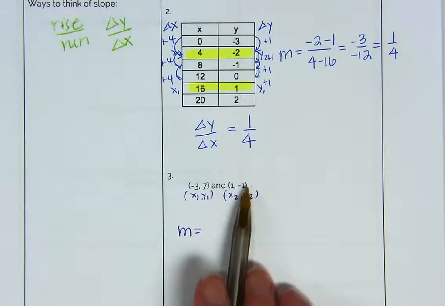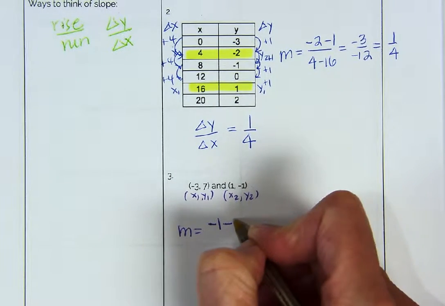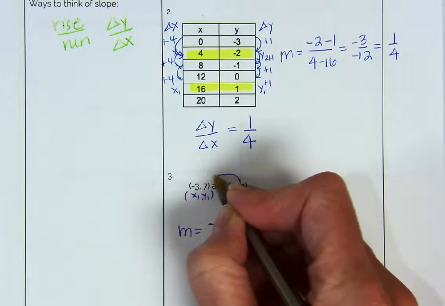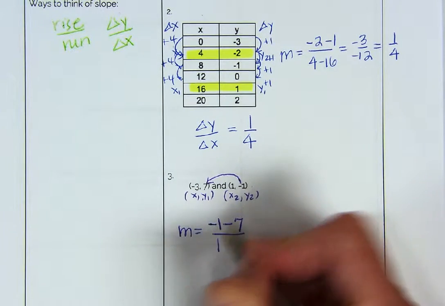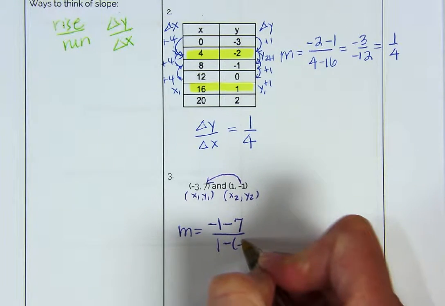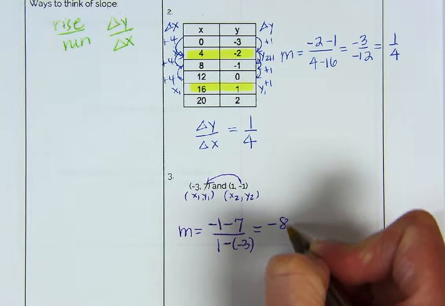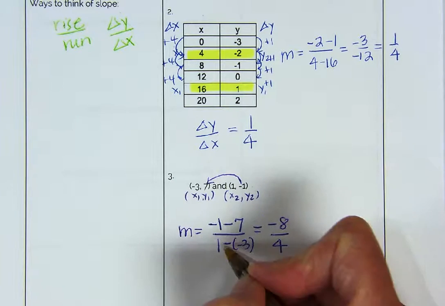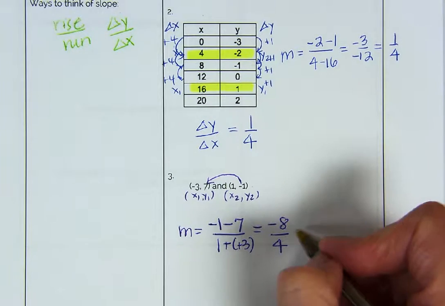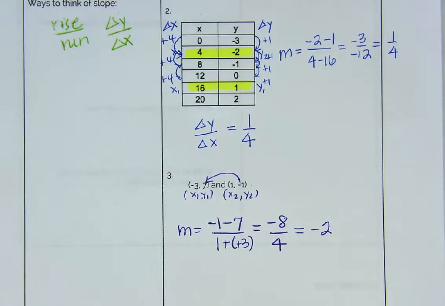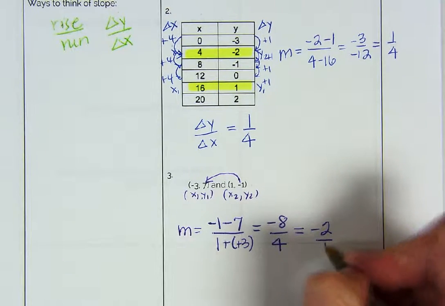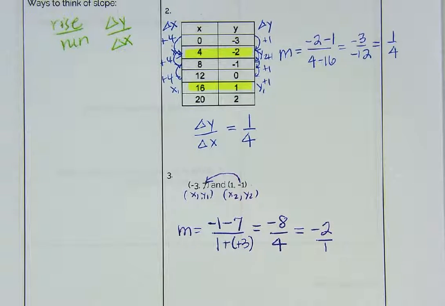So I'm going to start with -1 minus 7, and that means that my x2 is a 1 minus a -3. Please use a calculator if you have struggles with negative signs. And I just got -8 divided by 4, which is a slope of -2. -2 divided by 1 is perfectly fine. I usually do simplify it.